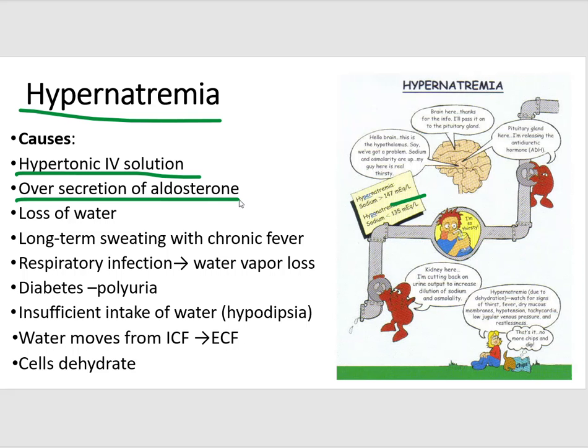Oversecretion of aldosterone. Aldosterone is going to cause, if you recall, the reabsorption of sodium from the distal convoluted tubule and the secretion of potassium in its place. Loss of water. If you lose water but not sodium, if you lose more water than you do sodium, then obviously you're going to wind up with a higher concentration of sodium.